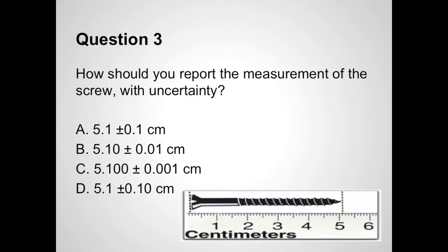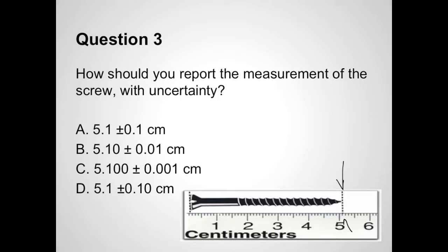How would you report the measurement of this screw with uncertainty included? Well, it looks like this line right here is on the first tick mark past the 5. So all these numbers agree with the 5, the ones place, and they all agree to the tenths place. So the difference here is whether we need to add any more significant figures, how many should we add, and then that will determine what the uncertainty is.